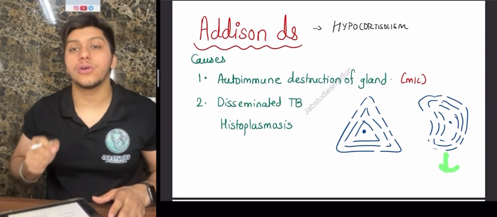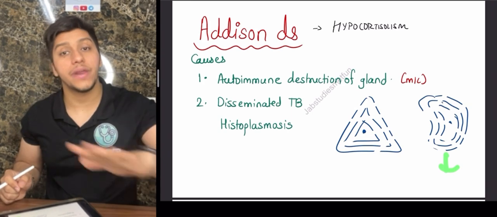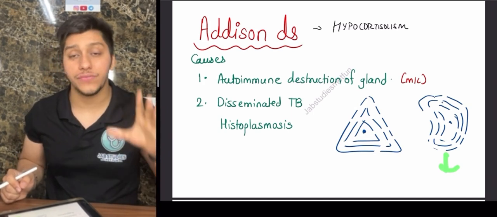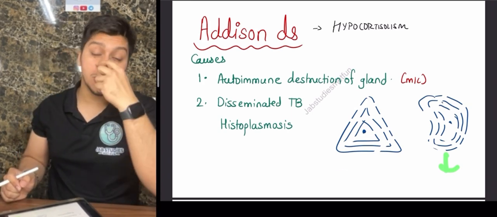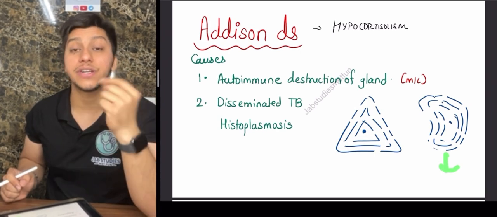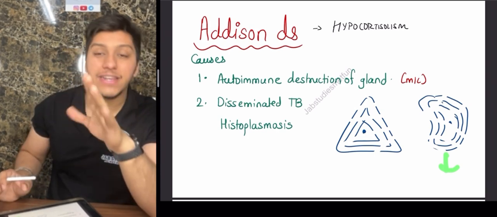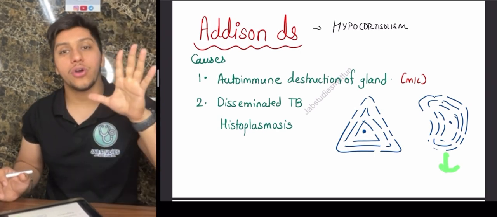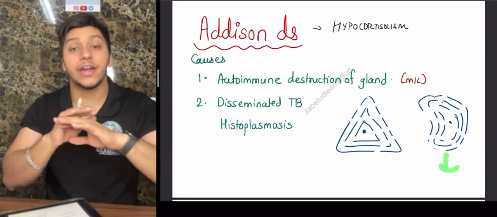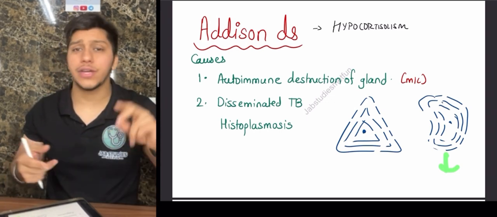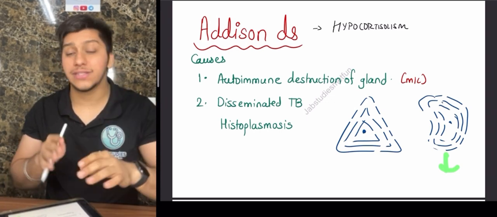What are the common causes of this? First of all, autoimmune. It is going to cause the destruction of the adrenal glands. It can be because of histoplasmosis or disseminated TB as well. Now, basically, Addison's in a simple way is that all the functions of the adrenal gland are stopped. The glomerulosa is not working, the fasciculata, the reticularis, nothing is working.